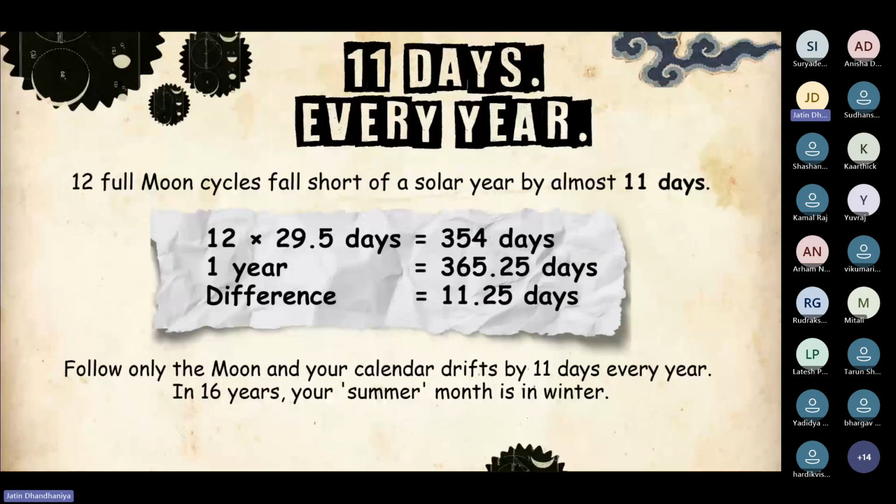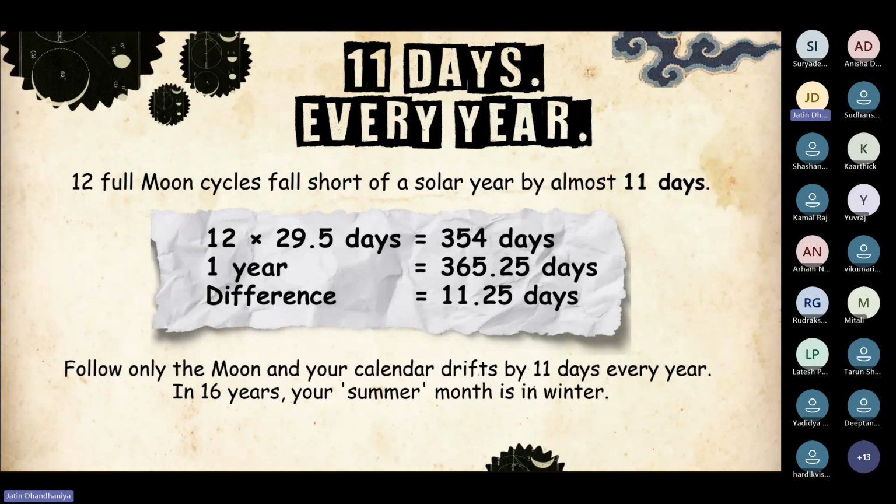11 days every year. 12 full moon cycles fall short of a solar year by almost 11 days. 12 into 29.5 is 354 days, and one year is 365.25 days. The difference is 11.25 days. If we only follow the moon, the calendar drifts by 11 days every year.